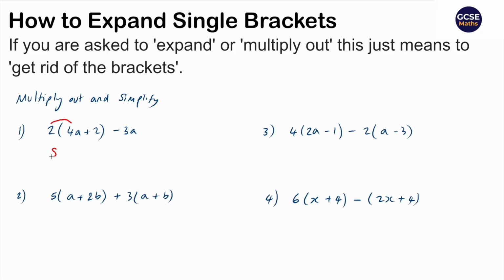So 2 times 4 is 8. That's 8a. That's plus 4. And there we put this component right on the end. We bolt this on the end. We do not multiply it by any of this. So now we simplify. We have got 8a minus 3a. We're collecting like terms. 8 minus 3 is 5. That's 5a. There's no other numbers on their own, so it's just 5a plus 4.